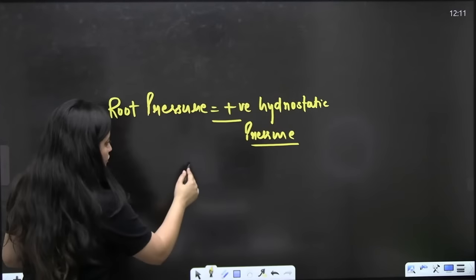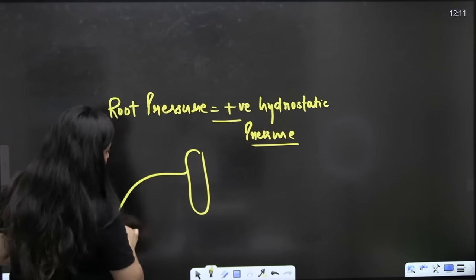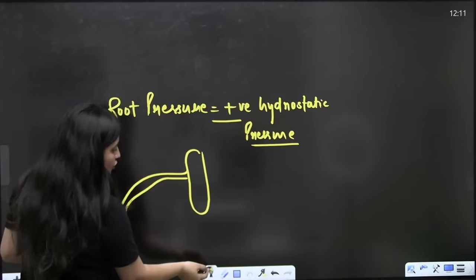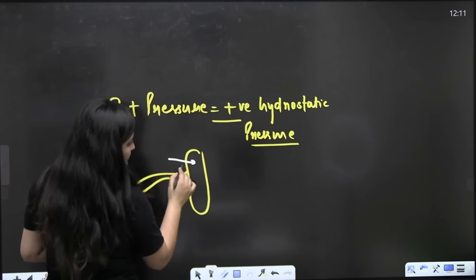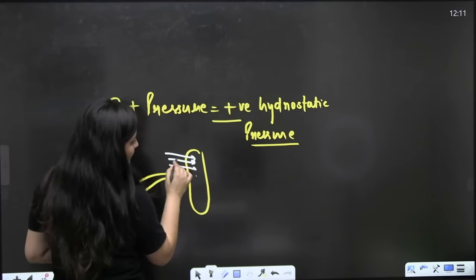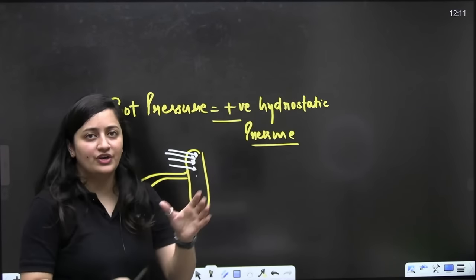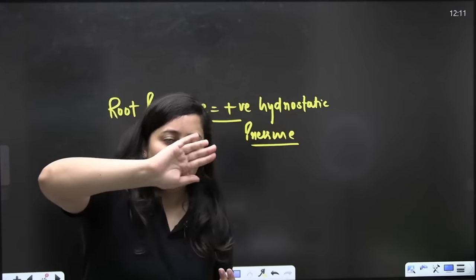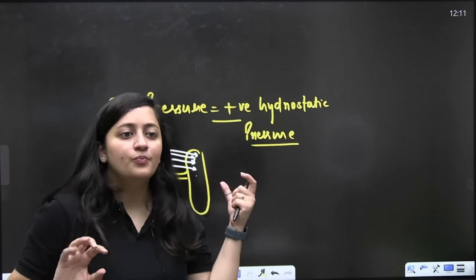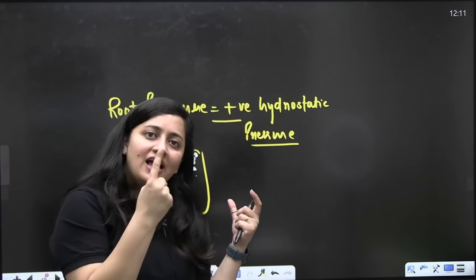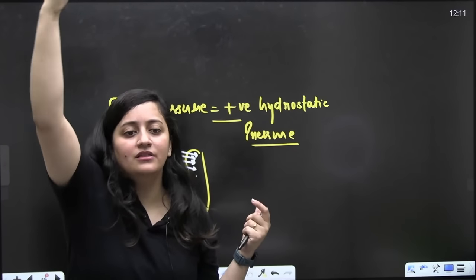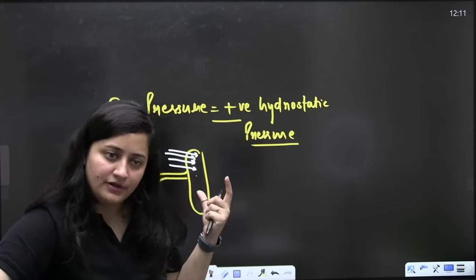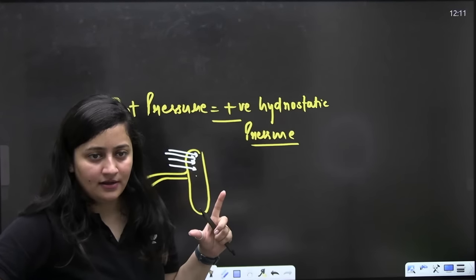Let's say this is a root cell and here you have your root. Because it is hypertonic, water will come in by diffusion. So it's just like a push here, and that push will help in the water movement. So root pressure is the positive hydrostatic pressure, and when it comes to the transpiration pull, the negative hydrostatic pressure will be created in that xylem column. Do remember that.